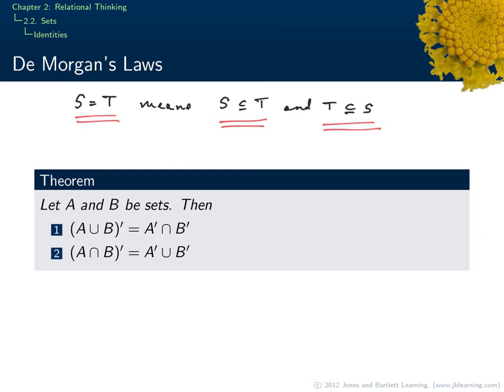So anyway, now down to De Morgan's laws. De Morgan's laws say that if I take the complement of a union, then that is the intersection of the individual complements. And also, the complement of an intersection is the union of the individual complements. We're going to prove the first of De Morgan's laws. And remember, that's the one that says that if you take the complement of the union, then that's the same as the intersection of the individual complements.